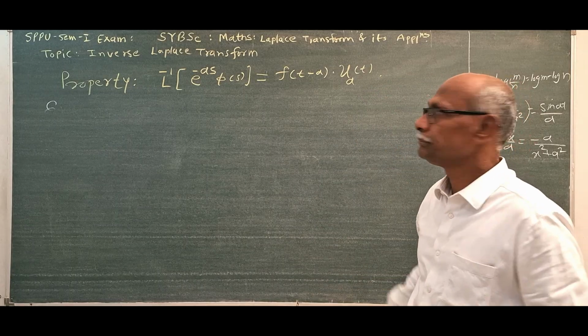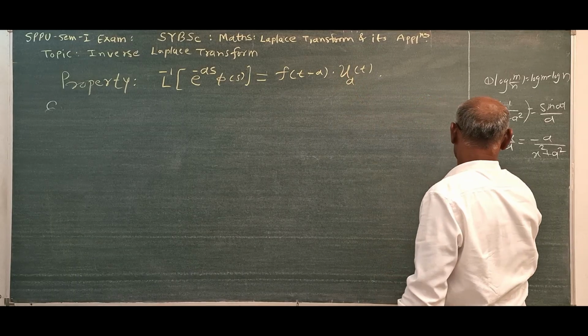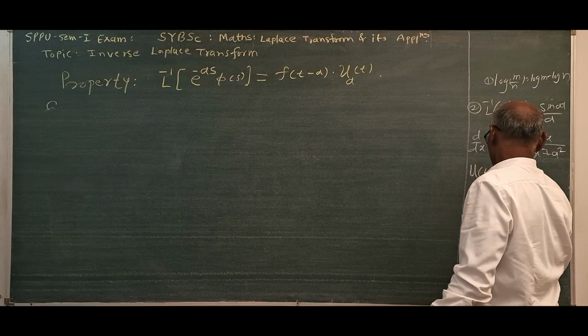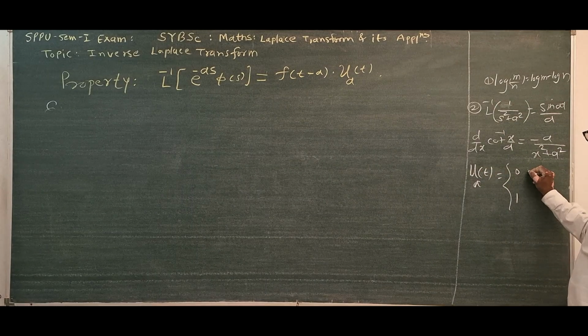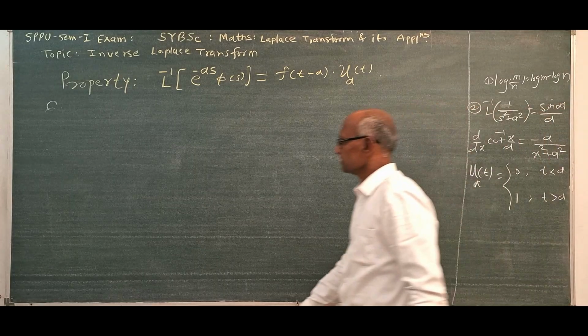the right hand side, this one. This is called the unit step function. So that is u a t, which is nothing but a curly bracket: here 0 comes, here 1 comes. This is for t less than a and this is for t greater than a. This is what is called the unit step function.